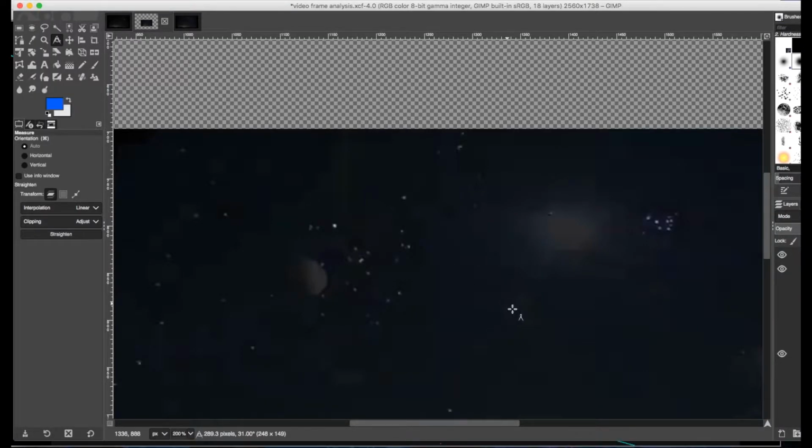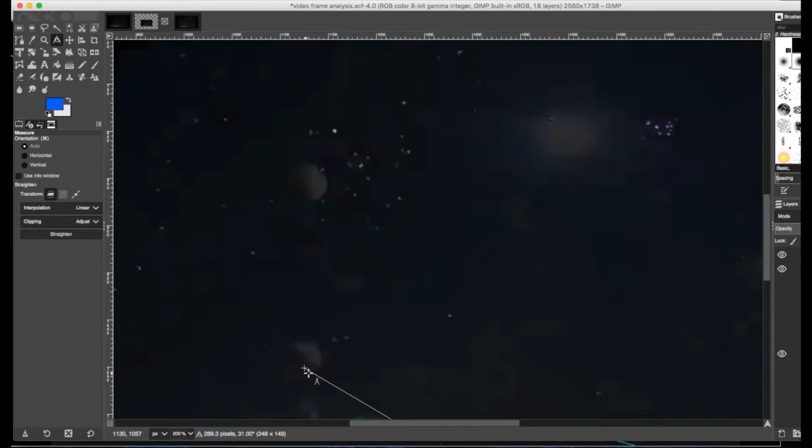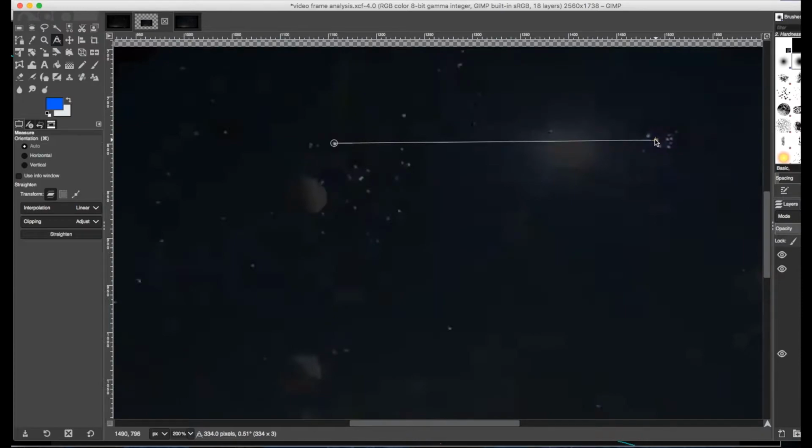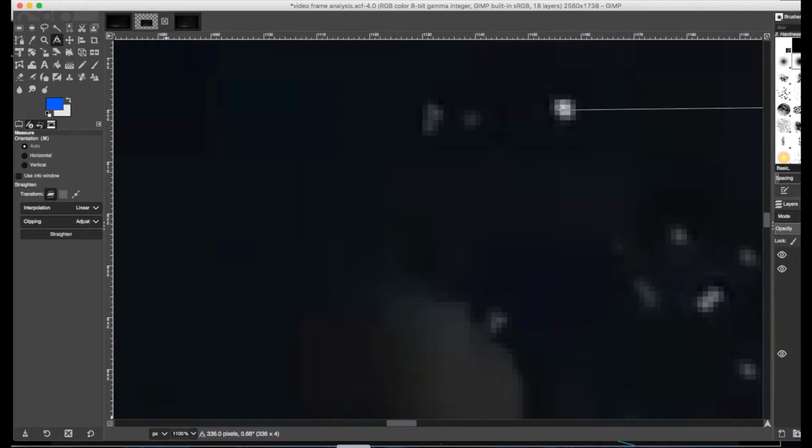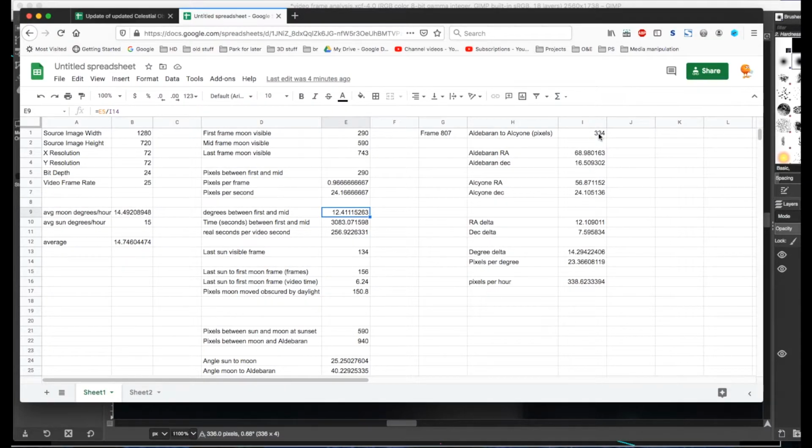So I ended up using one of the last frames that I had, and I measured. I know that this is Aldebaran, and this is a group of two stars as opposed to one. Just to make it a little bit easier, I ended up using this one instead, which gave me 336 pixels. And I put down 334 in this case.